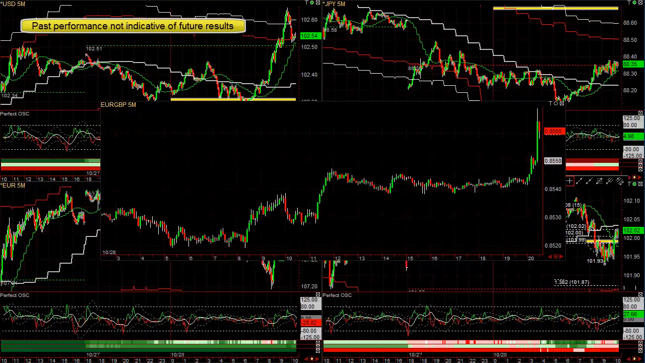And so there's basically two methods that we look for entries. The preferred method is a pullback, where you have a trend that's up, and then you kind of wait for a pullback, put your stop underneath the low by a few pips. You can see it went a little bit our way, came down, didn't stop us out, and then exploded up.